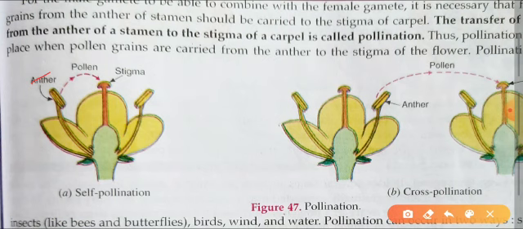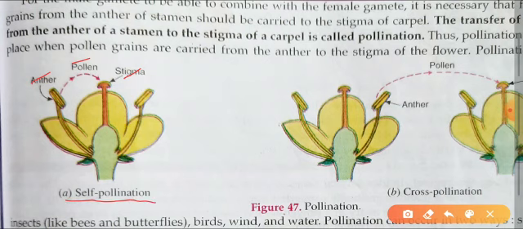Self-pollination takes place by the air or by animals. When the body of an animal touches the plant body, the pollen grains fall upon the stigma, and such a transfer is an example of self-pollination.